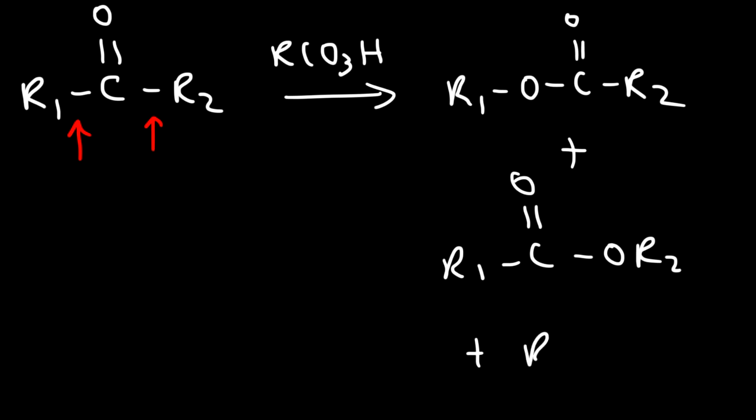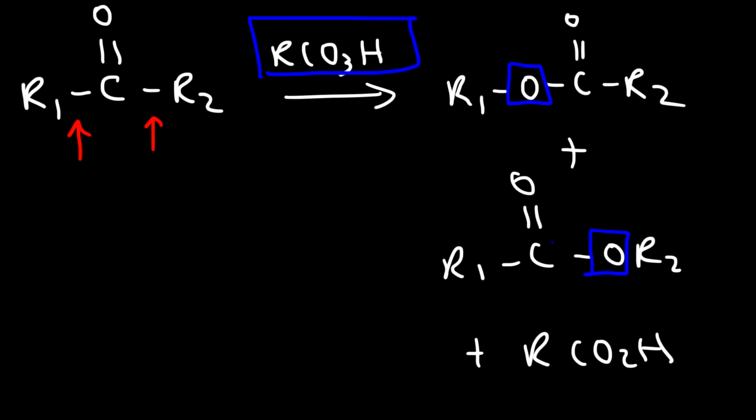The side product is a carboxylic acid. So basically, an oxygen is transferred from the peroxy acid to the ketone, turning it into an ester. And so the peroxy acid becomes a carboxylic acid as it loses an oxygen atom. Now, how can we determine which R group is going to have the oxygen? Is it going to be R1 or R2?